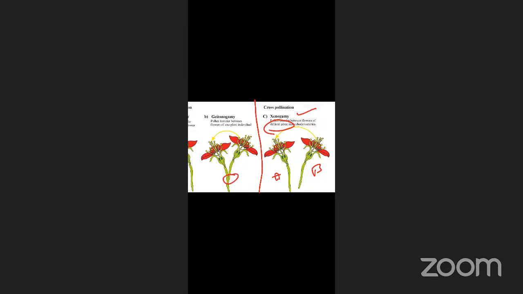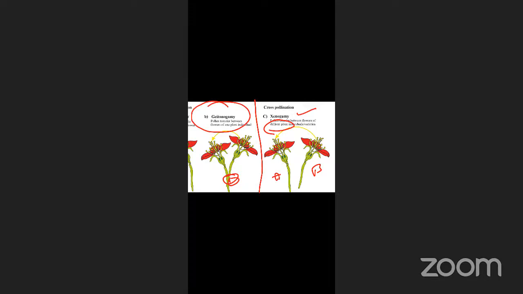This is only one plant, one plant with two different branches. That means the plant is the same, but pollination takes place between different flowers. You can observe in the diagram clearly what is geitonogamy and what is xenogamy. Is it clear? Yes, sir. Right. Next is given self-pollination prevention. Just read about it. I will explain.